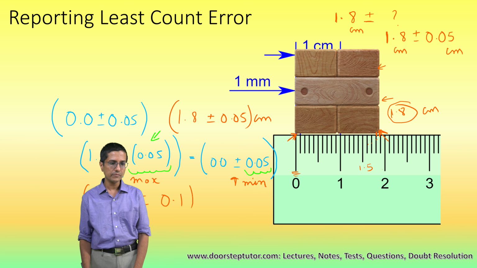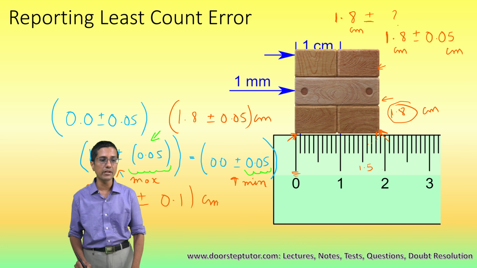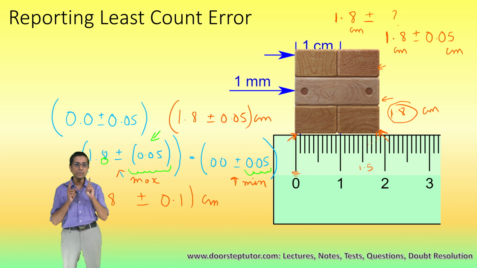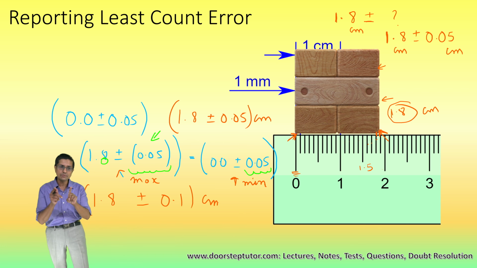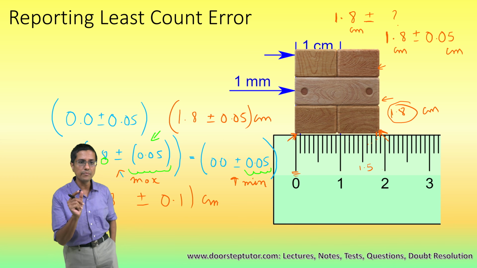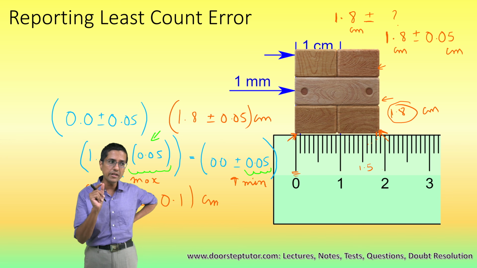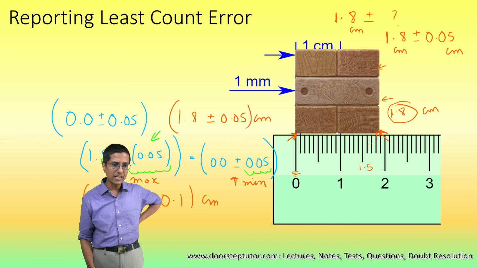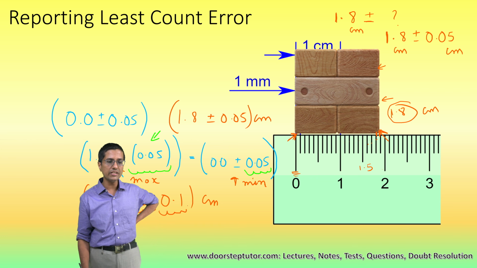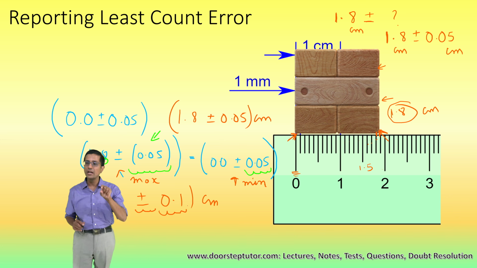Okay, and this entire thing is in centimeter. So this is how we report the least count error. In this measurement, our minimum reading that we could take was 0.1 centimeter, and that appears as plus minus, and then our least count, that 0.1 centimeter, appears there.